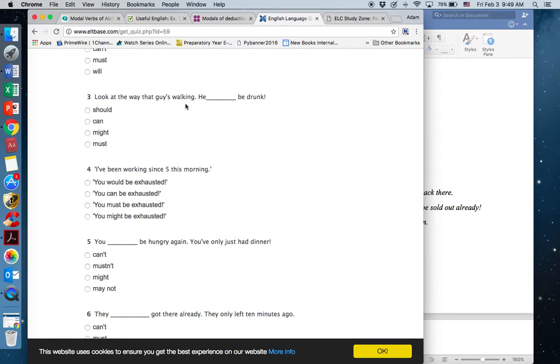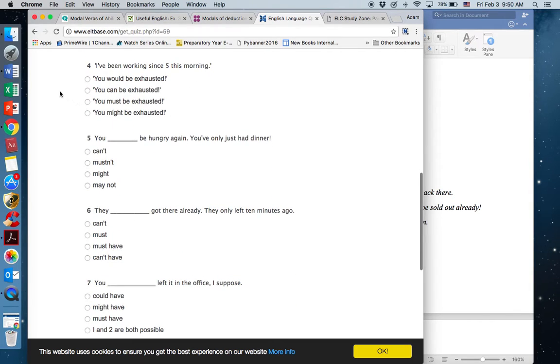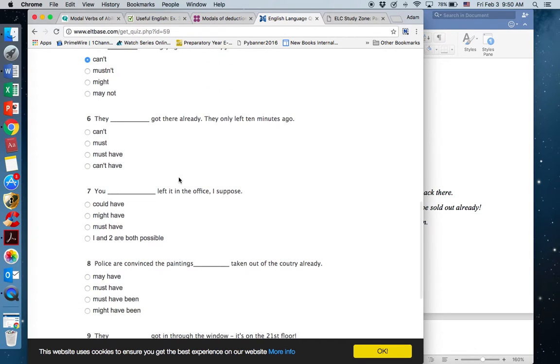Look at the way that guy's walking. He must be drunk. I've been working since 5 this morning. Oh, you must be exhausted if you've been working since 5. You blank be hungry again. You've only just had dinner. You can't be hungry again. You just had dinner a moment ago.